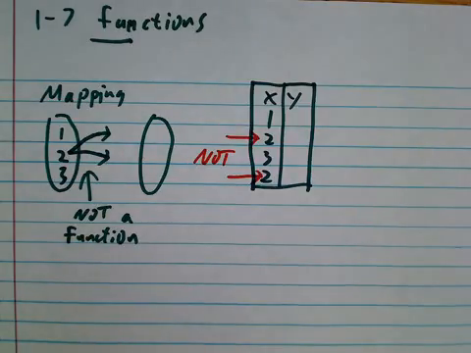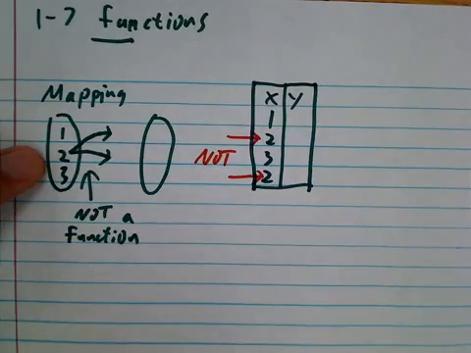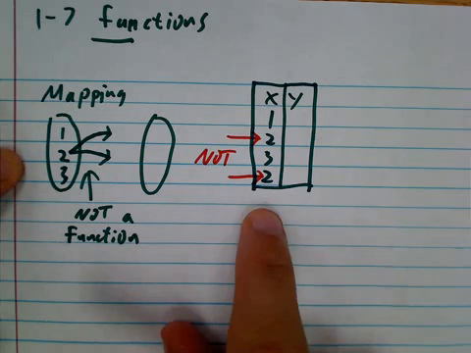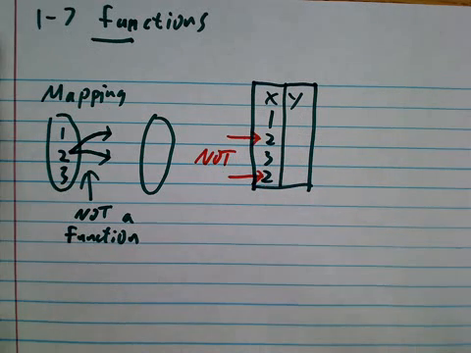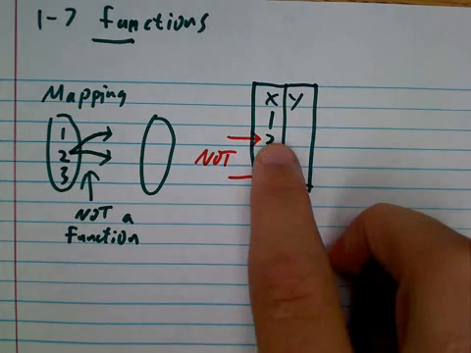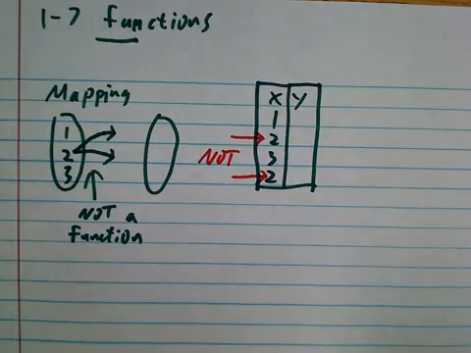That's kind of like the same thing over here. I had a couple things starting at 2. Well, if you have more than one place starting at 2, I don't know where to go. Do I choose this 2 or do I choose that 2? So that's the idea behind it. Definitely not a function for those.